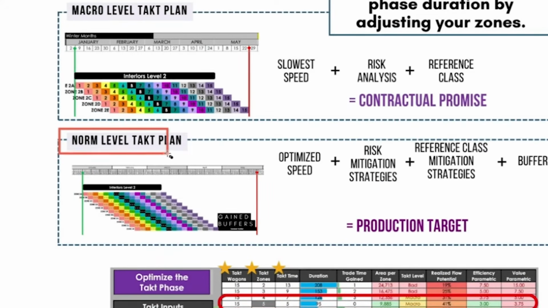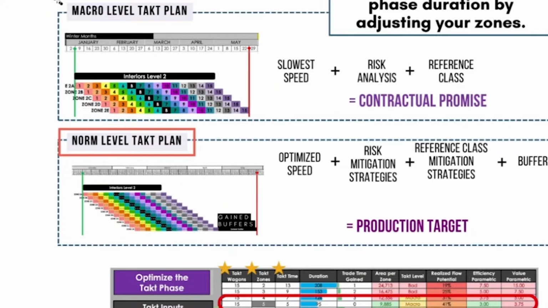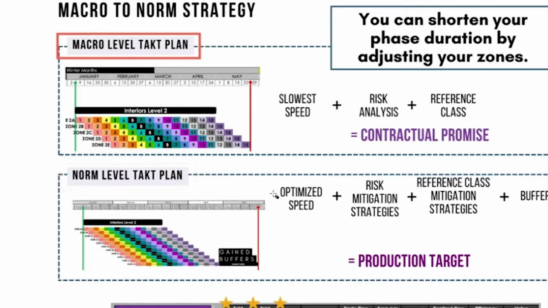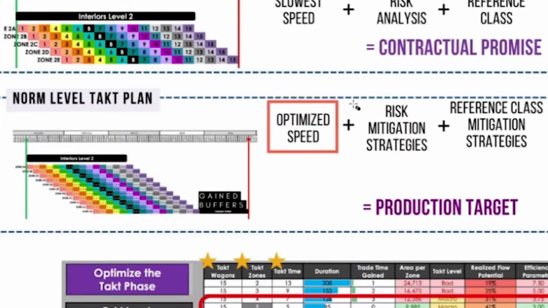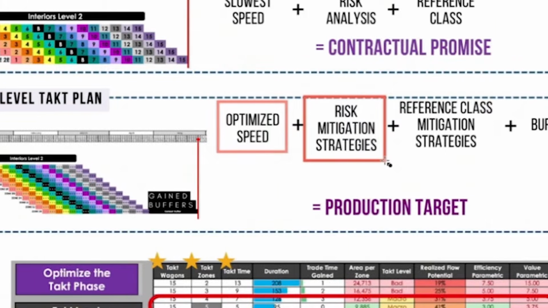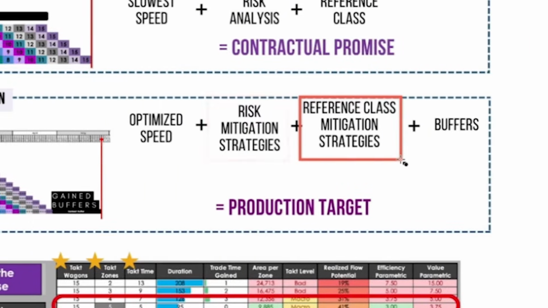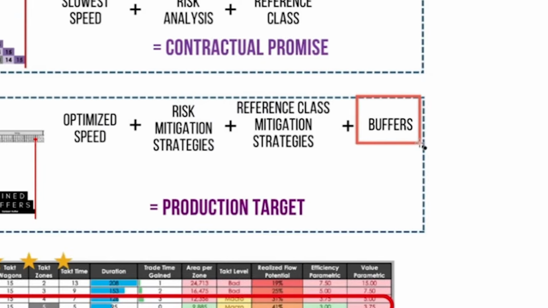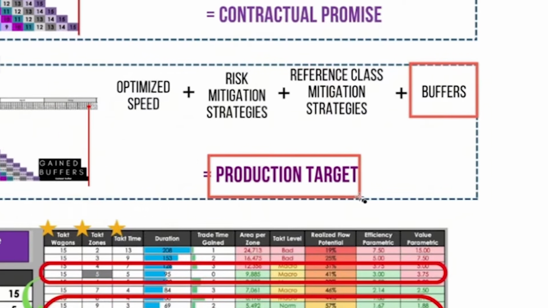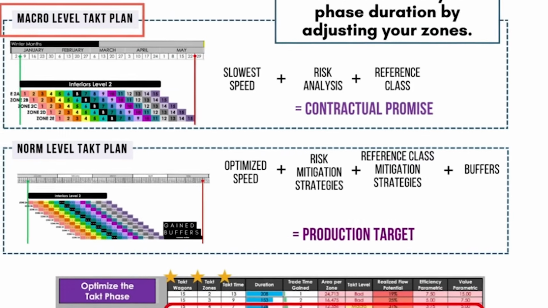Your norm level takt plan is your production plan, your tactical plan, whereas your macro-level takt plan is your strategic plan. This is where you actually plan it with the right number of zones. You gain buffers, and you always have to have buffers in a production plan. This is your optimized or faster speed. It has your risk mitigation strategies, which means you're trying to not let them happen. And your reference class mitigation strategies, meaning in the past, if some project experienced a delay and you're able to prevent it here, do it. And this is the one that has buffers. This is your production target. So strategic, tactical.